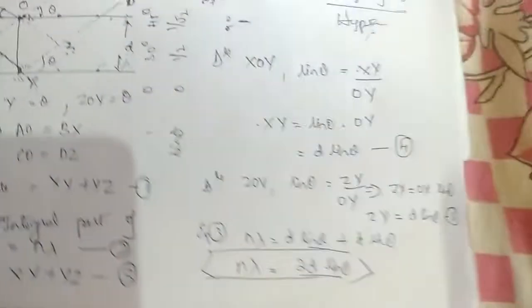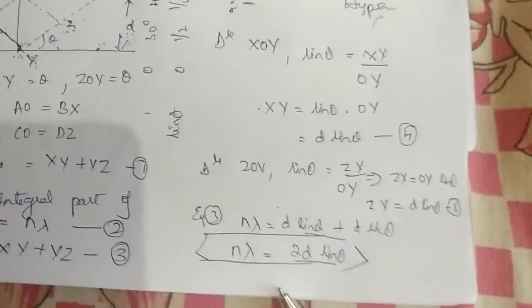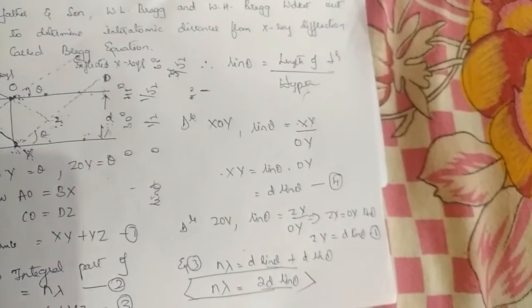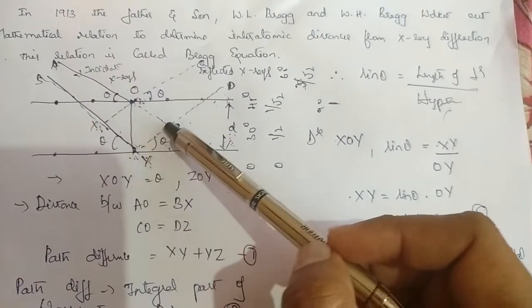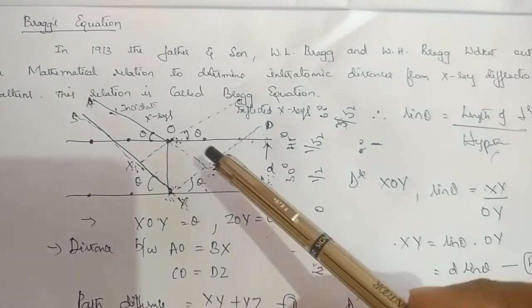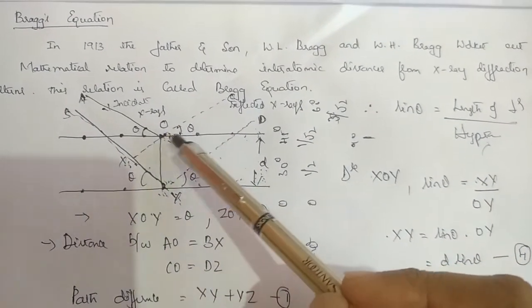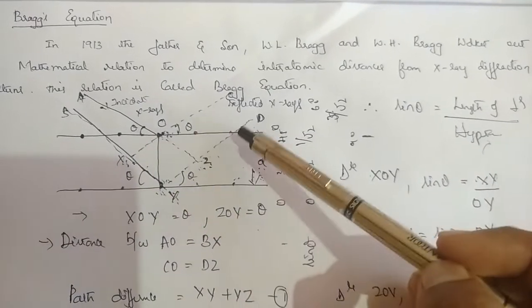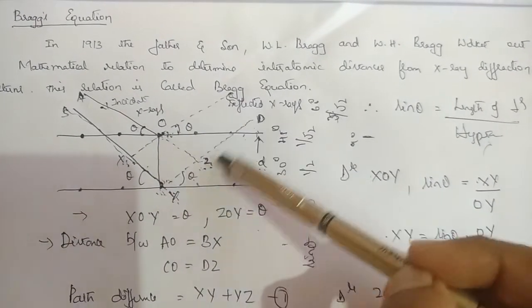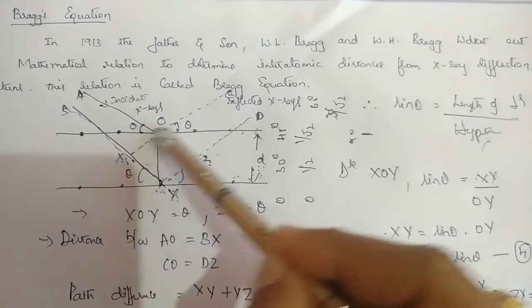Therefore, finally, n lambda is equal to 2d sin theta, the Bragg's equation. This means the X-rays diffracted by atoms in crystal planes obey the laws of reflection. Means the two rays reflected by successive planes will be in phase if the extra distance traveled by the second ray is an integral number of the wavelength.